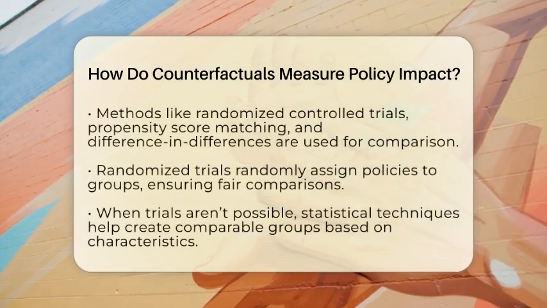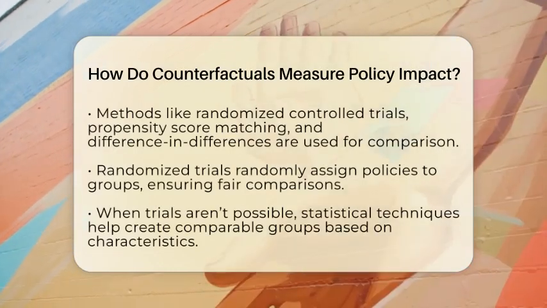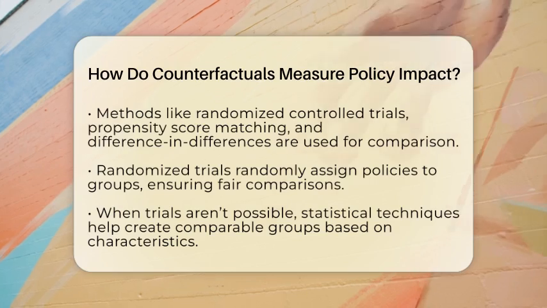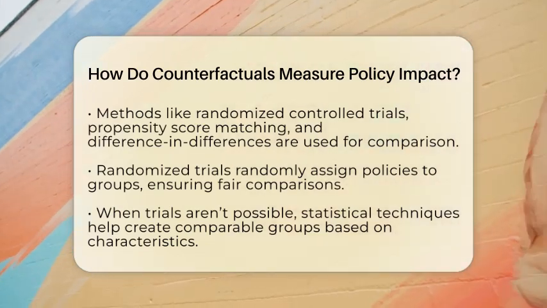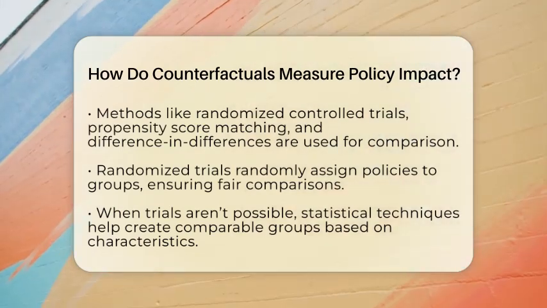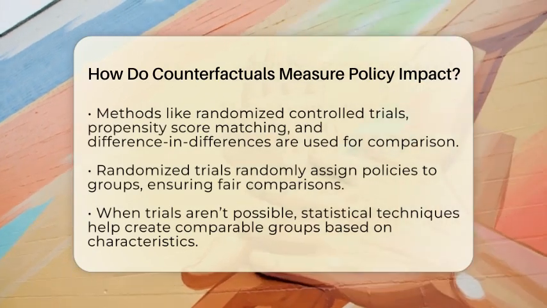The main idea is to compare what actually happened with what might have happened without the policy. If the outcomes are better with the policy, then it likely had a positive impact. If not, policymakers might need to rethink or adjust their approach. This comparison is essential because it helps establish cause and effect, not just correlation.